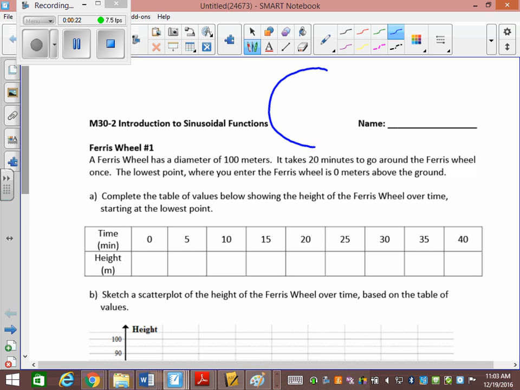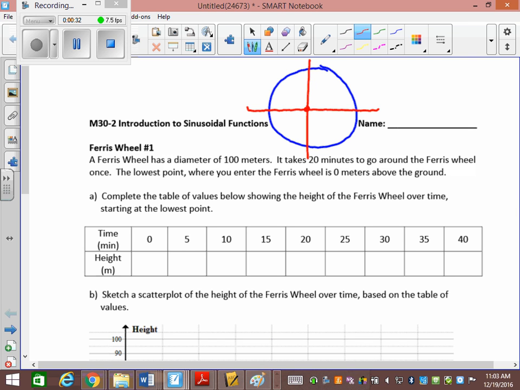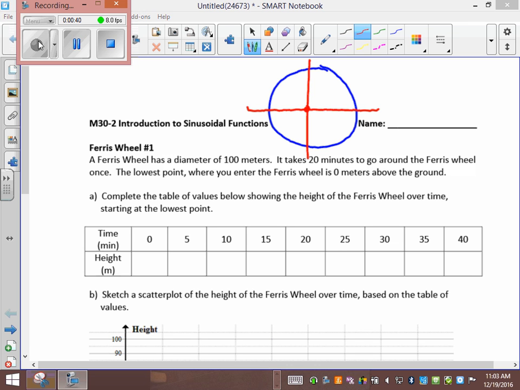draw myself a circle, and I'm going to split it into 4 parts. Now pretend that that's 4 even parts. It's not the best drawn circle. Now you have to decide also right off the bat if it's off the ground.